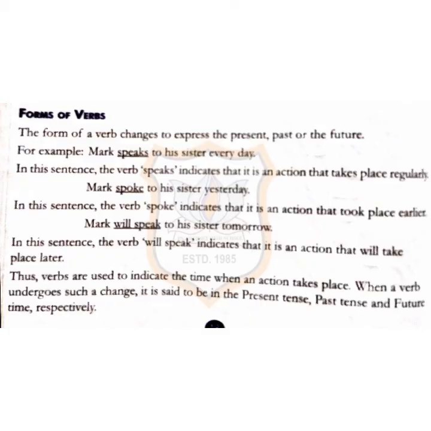Now forms of verbs. The form of a verb changes to express the present, past or the future. For example, Mark speaks to his sister every day. In this sentence, the verb speaks indicates that it is an action that takes place regularly. Now next, Mark spoke to his sister yesterday. In this sentence, the verb spoke indicates that it is an action that took place earlier.